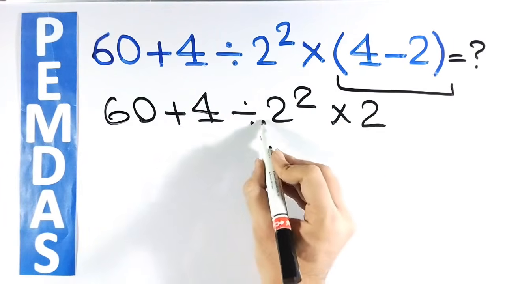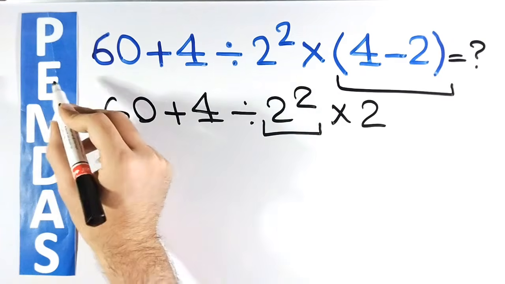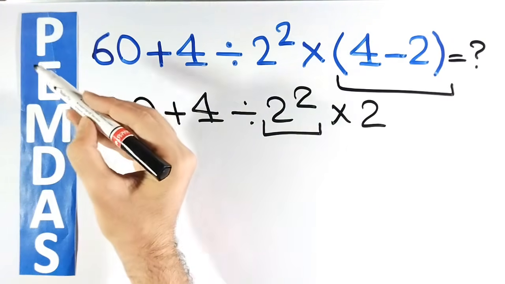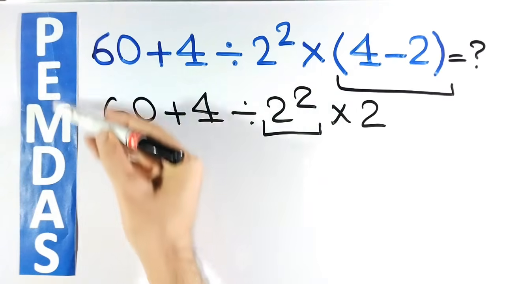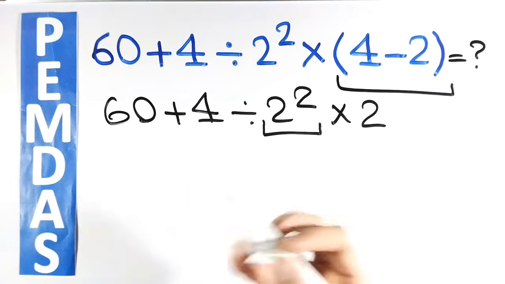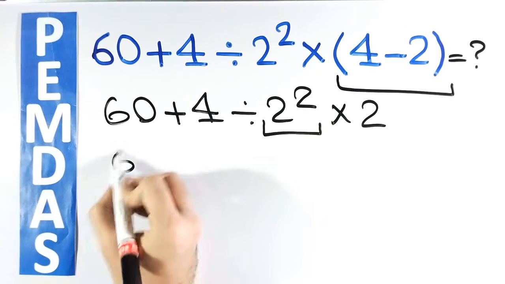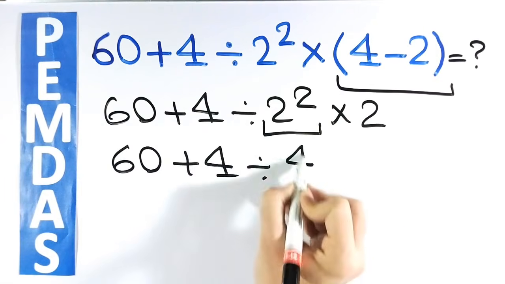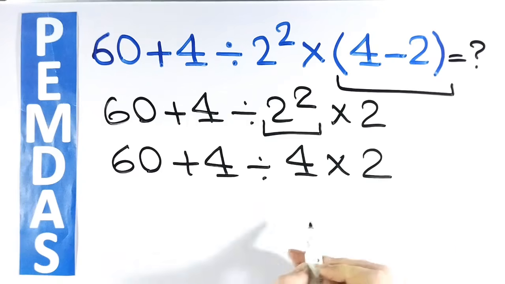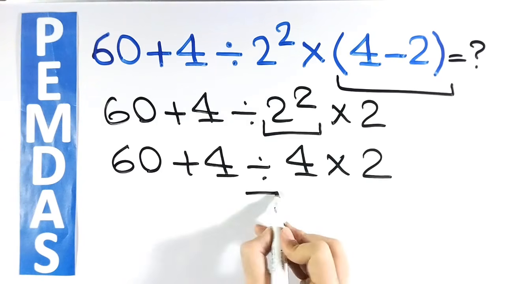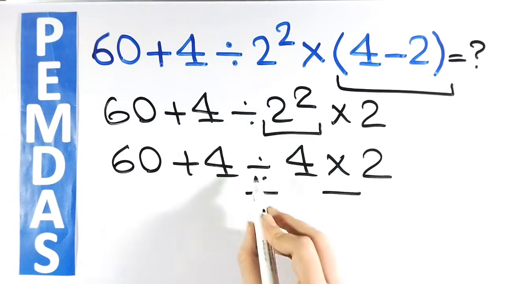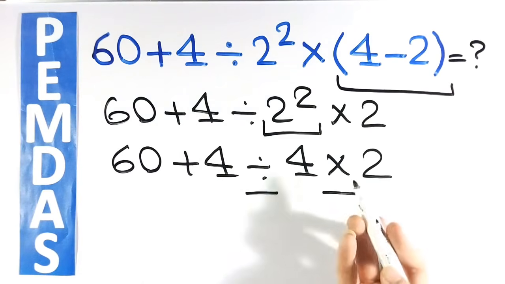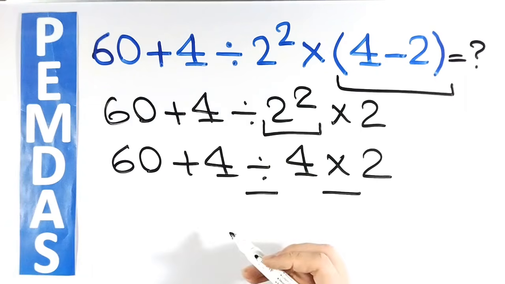And the next step, we go for the exponent because in the PEMDAS rule, after parentheses, exponent has a higher priority than the other operations. So, we rewrite this expression as 60 plus 4 divided by 4 multiplied by 2. Then, we move on to the division and multiplication because these two operations have a higher priority than addition.